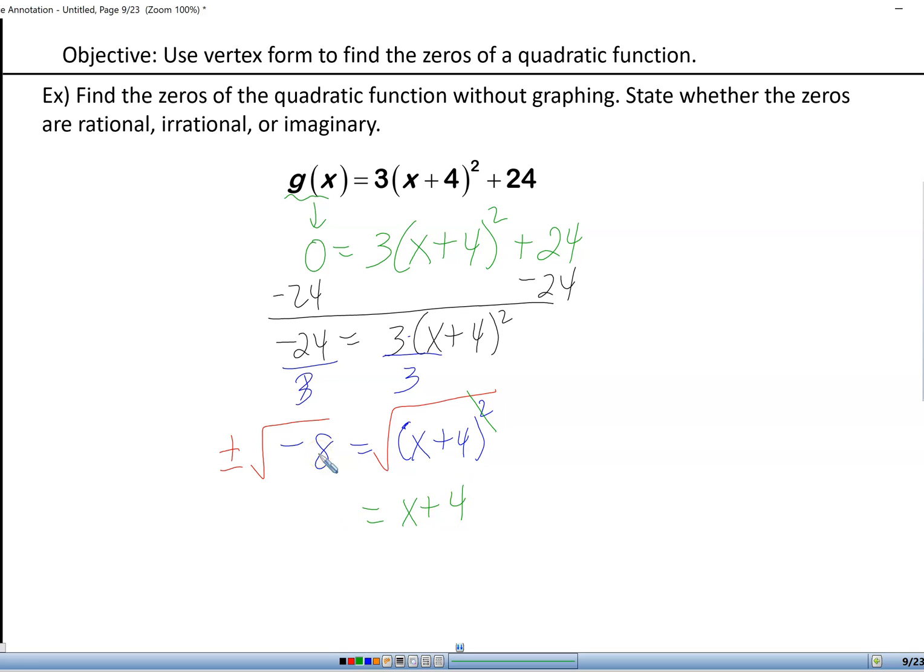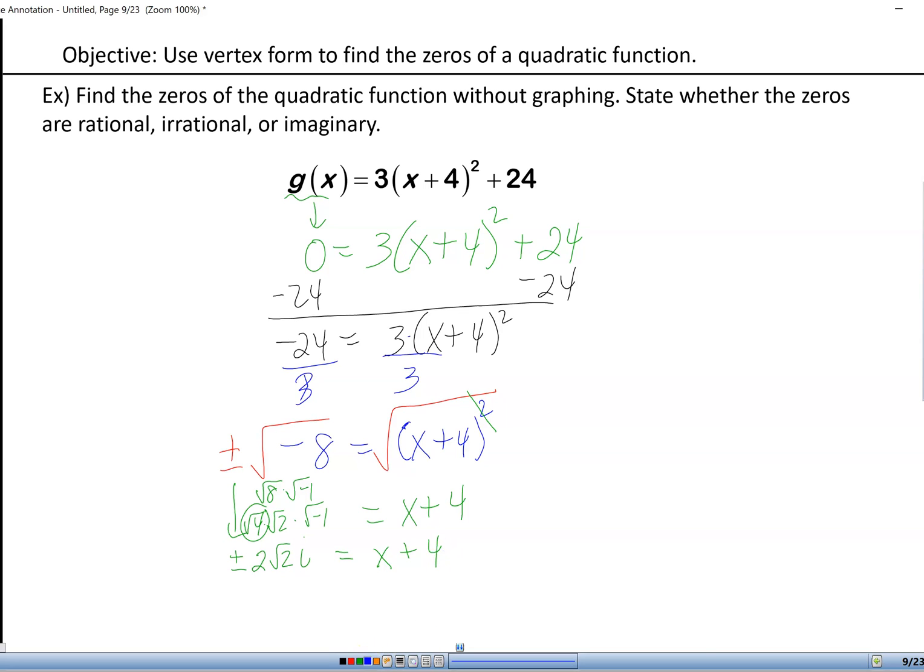And then we have to simplify our square root of negative 8. So remember, first off, that's the square root of 8 times the square root of negative 1. But 8 has a perfect square factor of 4. So that's the square root of 4 times the square root of 2. And then also times our square root of negative 1. So the square root of 4 becomes the whole number 2. Square root of 2 stays because 2 is not a perfect square. And our square root of negative 1 is our imaginary unit I. And then we have our plus minus.